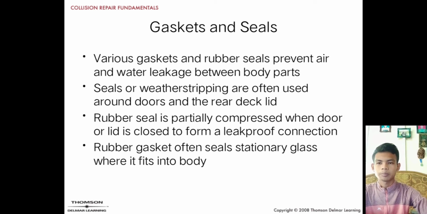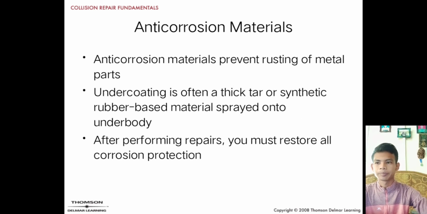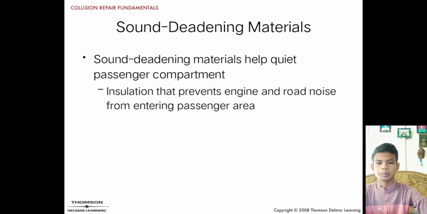Anti-corrosion material prevents rusting of metal parts. Undercoating is often a thick tar or synthetic rubber-based material sprayed onto the underbody. After performing a repair, you must restore the corrosion protection. Sound-deadening material helps keep a quiet passenger compartment. Insulation prevents engine and road noise from entering the passenger area.